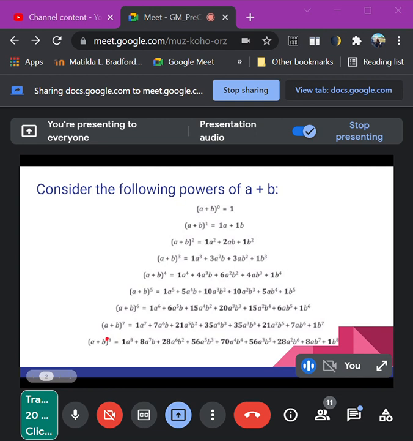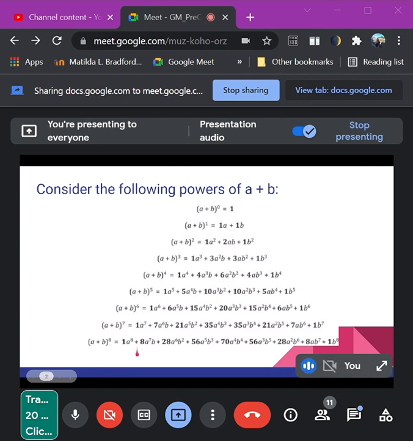And then for our raised to the power of 7, we have there A raised to the power of 7 plus 7A raised to the power of 6 B plus 21A raised to the power of 5 B squared plus 35A raised to the power of 4 B cubed plus 35A cubed B raised to the power of 4 plus 21A squared B raised to the power of 5 plus 7AB raised to the power of 6 plus B raised to the power of 7. And here in the last one sa atong list, we have raised to the power of 8.